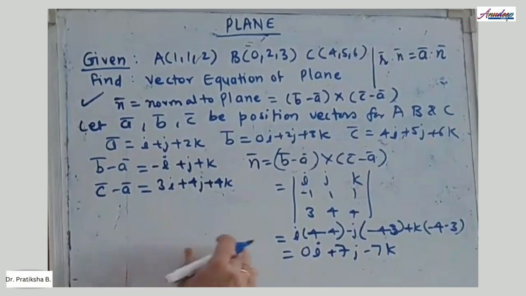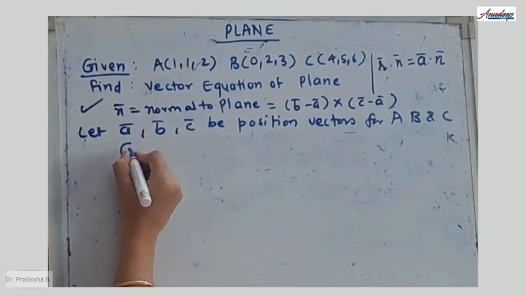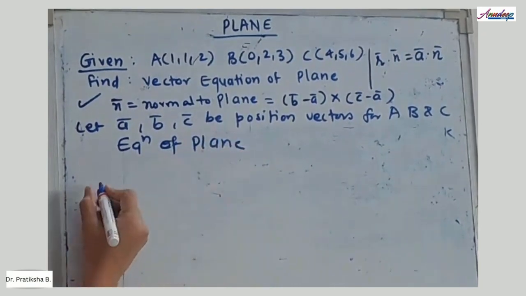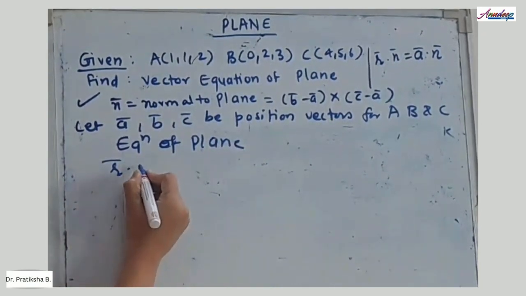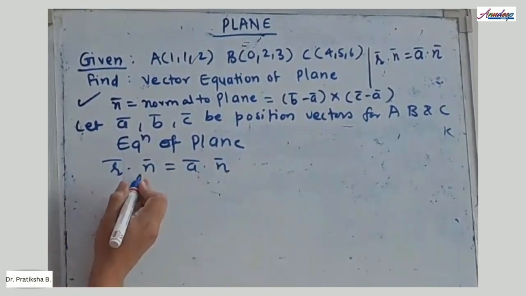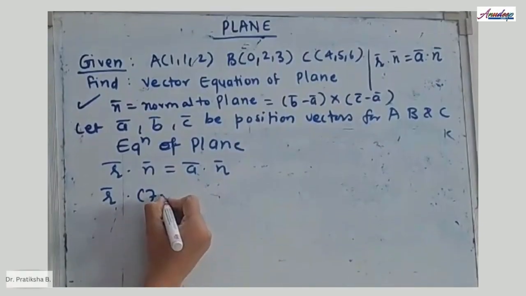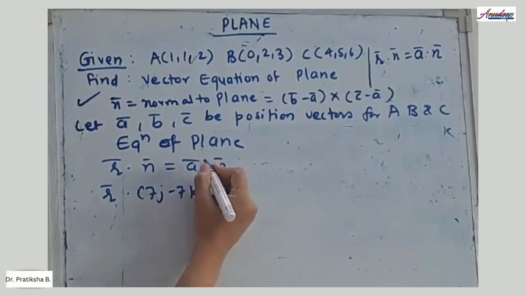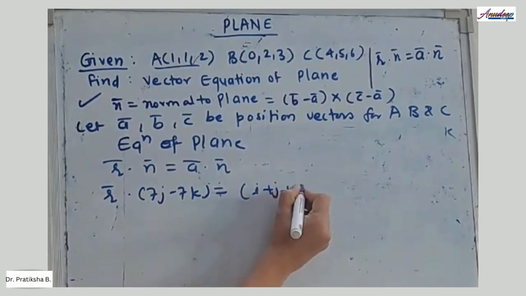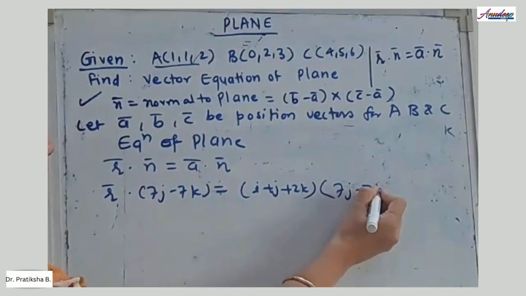Now, after calculating the n vector, let us use the formula to find the equation of the plane. The required equation of the plane is given by r dot n equal to a dot n. We have just obtained the value of n, which is 7j minus 7k. The a vector, as you know, was i plus j plus 2k, dotted with n vector, 7j minus 7k.